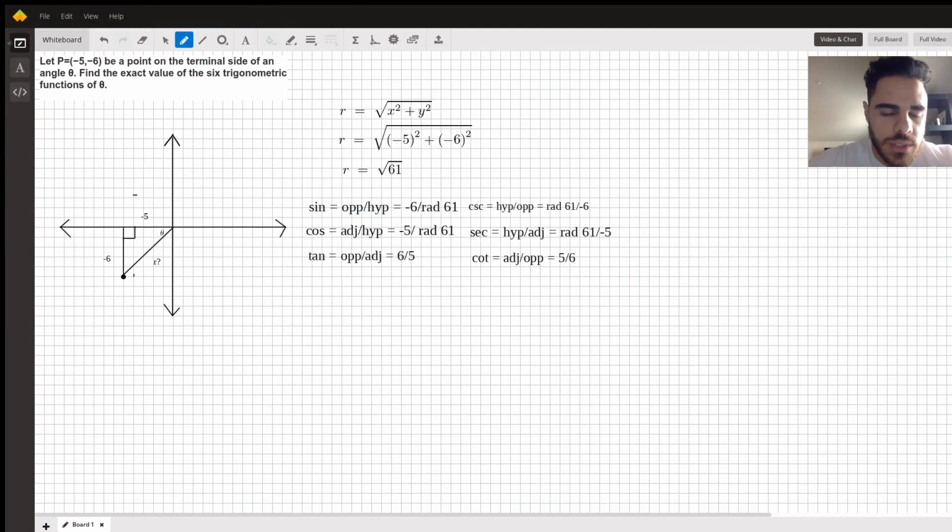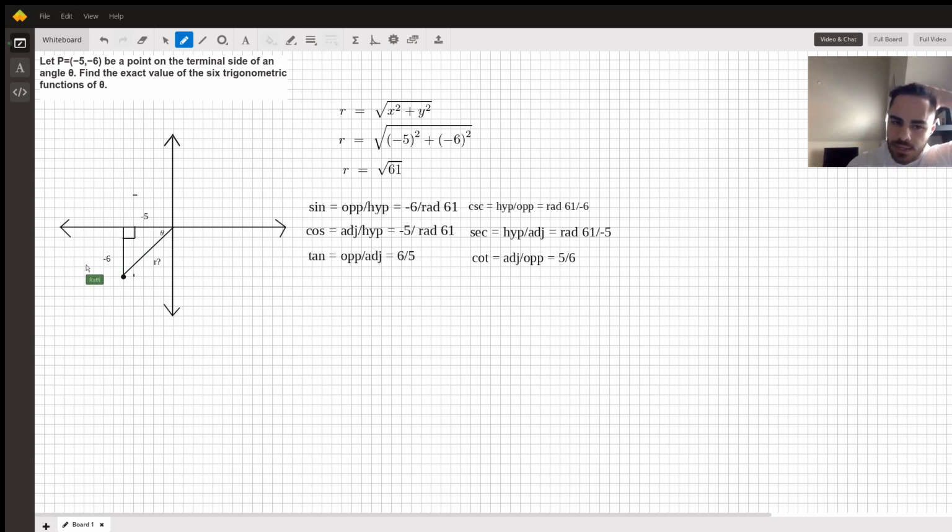So in order to do this problem, you're going to want to draw a quick graph and plot your point. As you can see, I plotted point (-5, -6) right here on the graph, and I made a quick triangle. I drew a line straight up to the x-axis and a diagonal line straight to the origin. And in doing so, I made this right triangle.